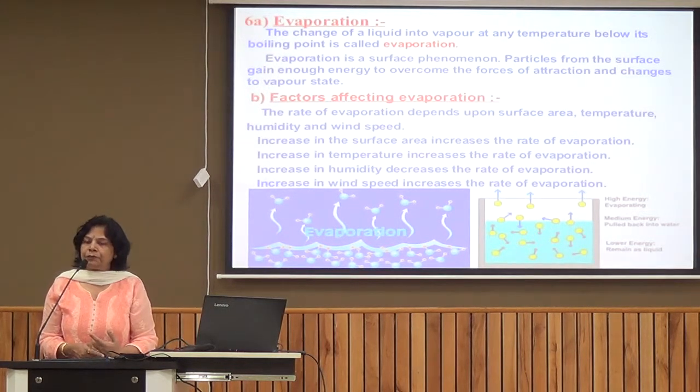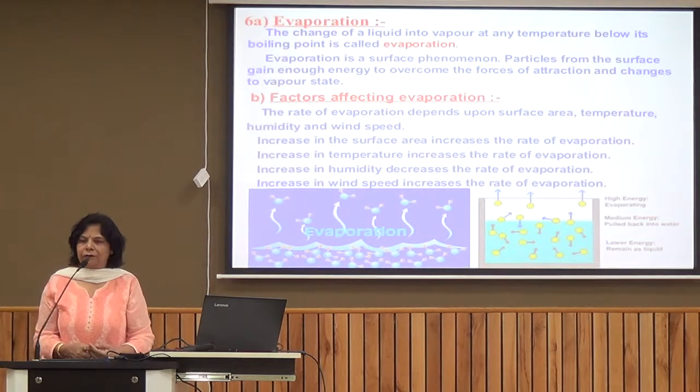Third is humidity. Humidity is the amount of water vapor present in air, right? So air at any place can hold a fixed amount of water in it, a particular amount of water in it. If amount of water or the humidity is already high, then it cannot hold more water vapor in it. So as a result, if humidity is high, rate of evaporation decreases because water now cannot change into water vapor. So rate of evaporation decreases with the increase in humidity.